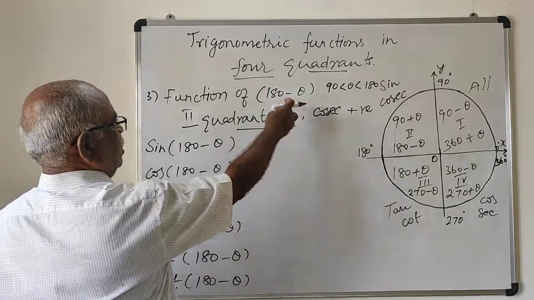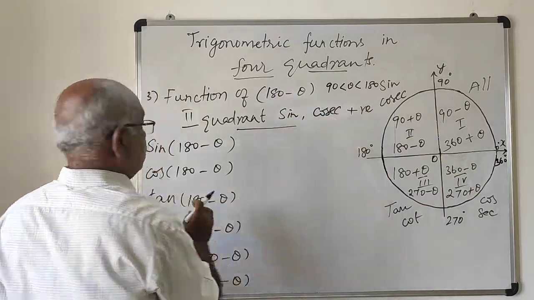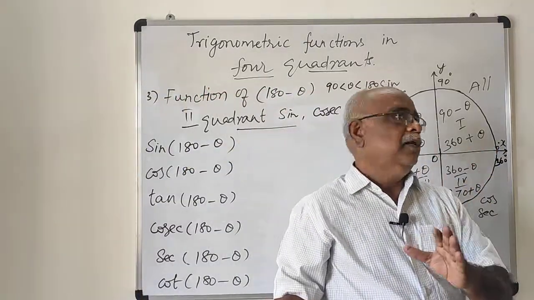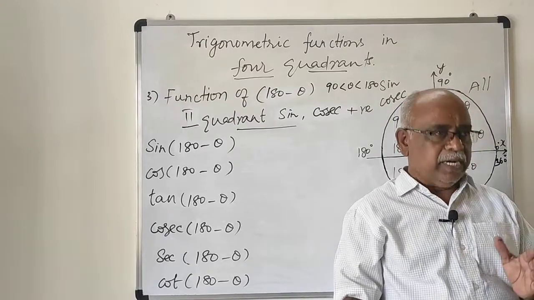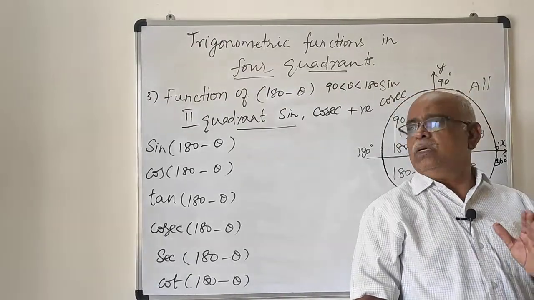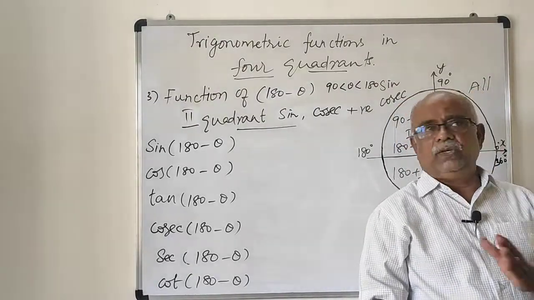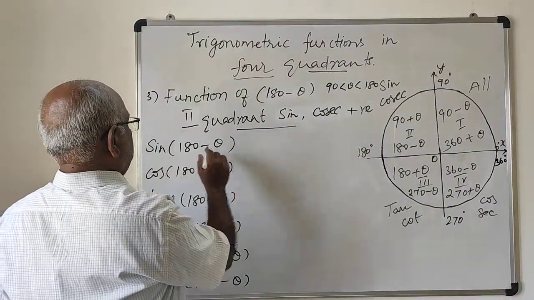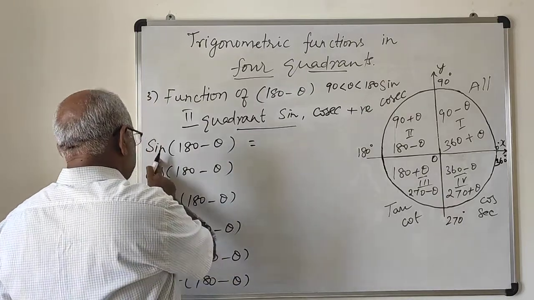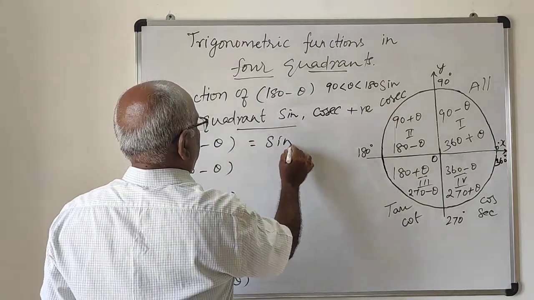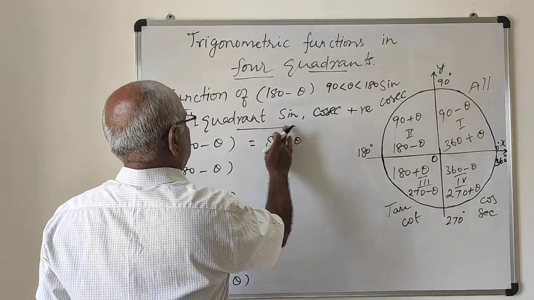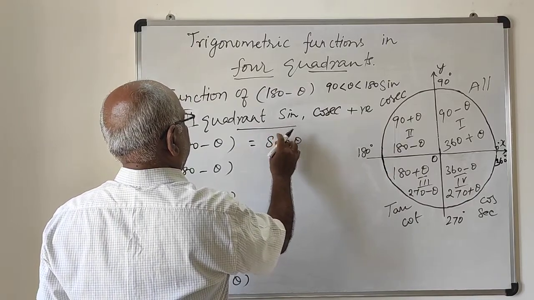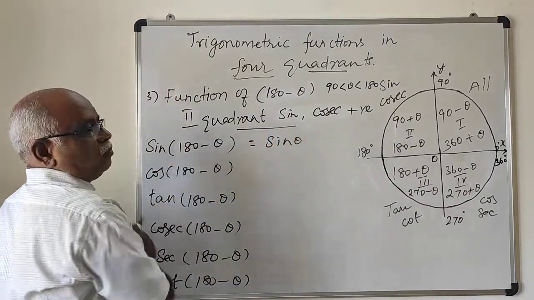180 minus is second quadrant, sine and cosecant positive, but 180 will not change the ratio. 90 and 270 change the ratio. 180 and 360, the ratio should not be changed. Therefore, for 180 and 360, the ratio is not changed. And also sine is positive, so sine theta only, because 180 will not change the ratio.